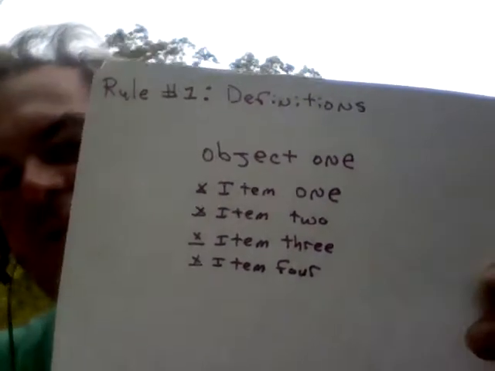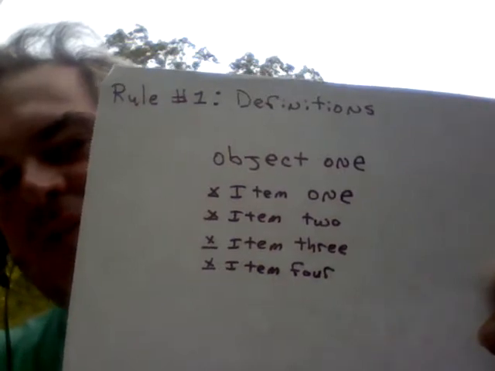This video is about the rules that define my system. My system is based upon these rules, and the rules can be applied to just about anything in life. It's just a matter of understanding the rules and how they work. Now the first rule is that of definitions. It's just an object defined by a list of items.